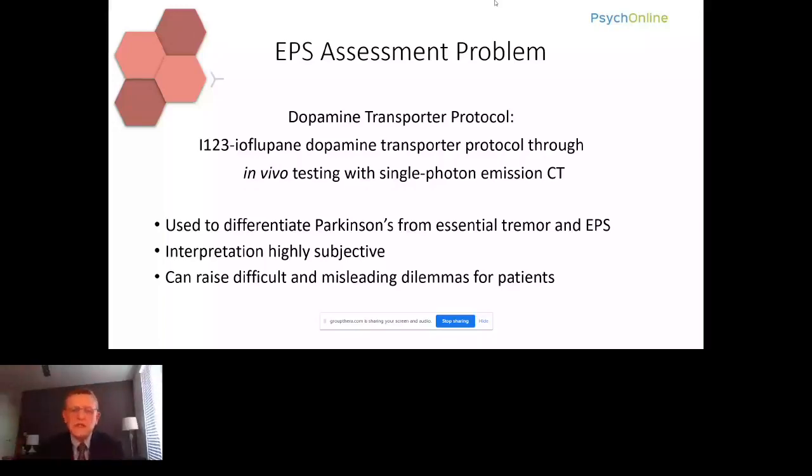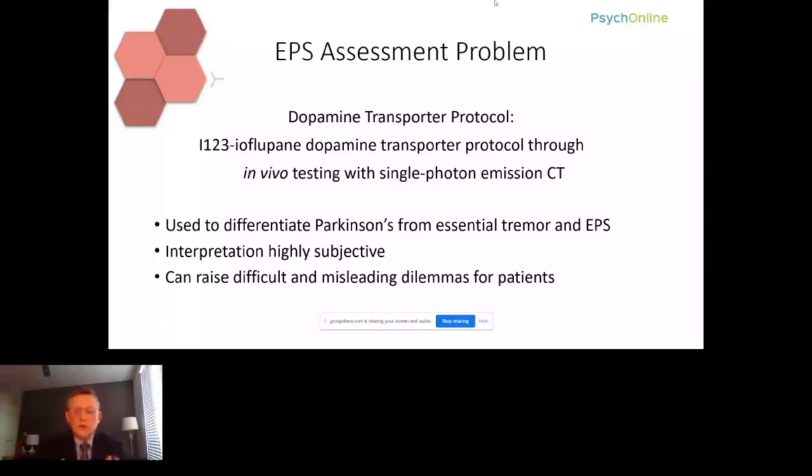It takes a lot of expertise to really get this right and to know what their data says. So many people doing this procedure, even though they mean well, are probably not going to be interpreting it correctly. And this can raise difficult and misleading dilemmas for patients. If you've got a patient who has EPS and they go into the neurologist for further evaluation, and then they're told everything's blamed on your medication, and this is a patient with chronic psychosis, we've got a dilemma.